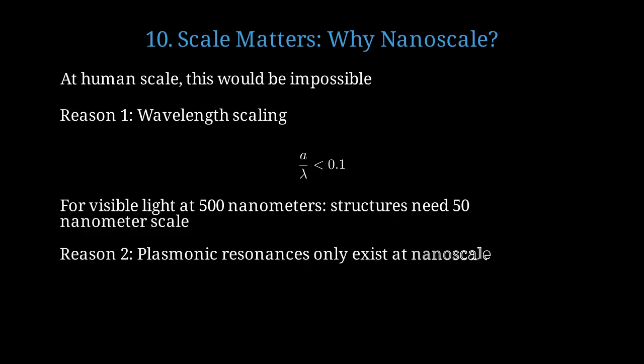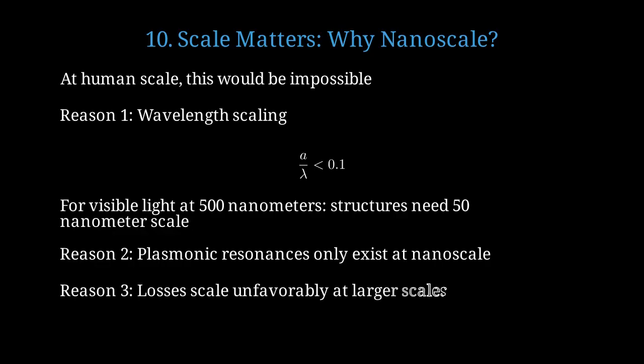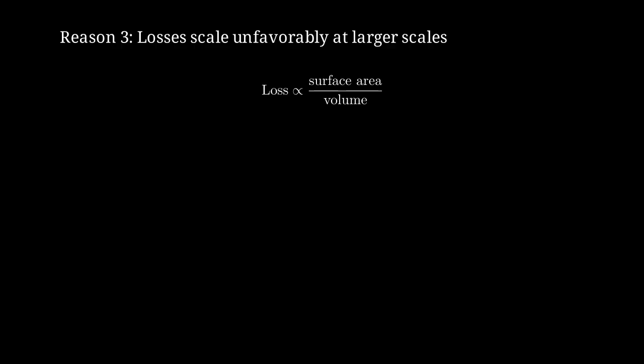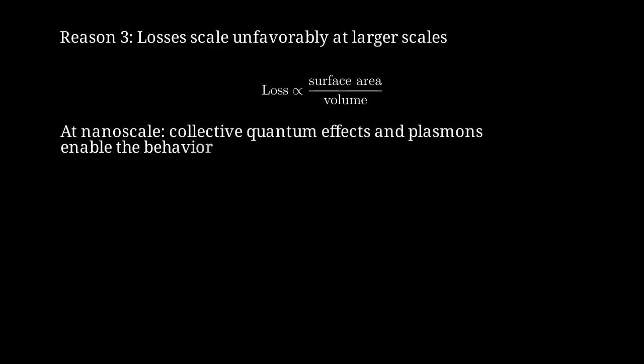Second reason: plasmonic resonances that give negative permittivity only exist at optical frequencies for nanoscale metal structures. Third reason: ohmic losses in metals scale very unfavorably if you try to make structures larger. Losses are proportional to surface area over volume, which increases as structures get smaller, limiting performance. At the nanoscale, collective quantum effects and surface plasmon polaritons enable the necessary electromagnetic response.